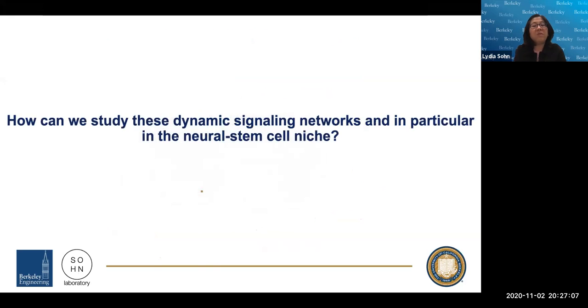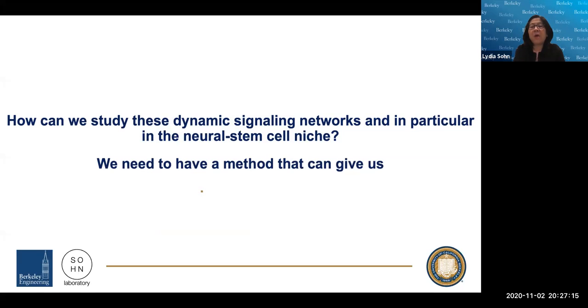If one were to study these dynamic signaling networks, and in particular the neural stem cell niche, how can we do this? We would really need a method that gives us spatial control and temporal control of all these different signaling networks in order to study a particular niche. And for our case, it's the neural stem cell niche.